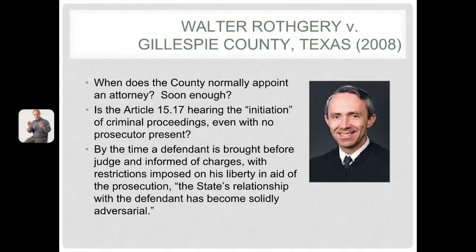So at the trial level, Rothgery goes through an initial Article 15.17 hearing, which is the very first appearance before the magistrate judge. He asks for a lawyer, but the magistrate says, no, if you do that, you're going to have to sit in jail longer. It'll delay setting bail. So Rothgery says, all right, I'll waive counsel for now, but I really want a lawyer as soon as possible. Bail is set.